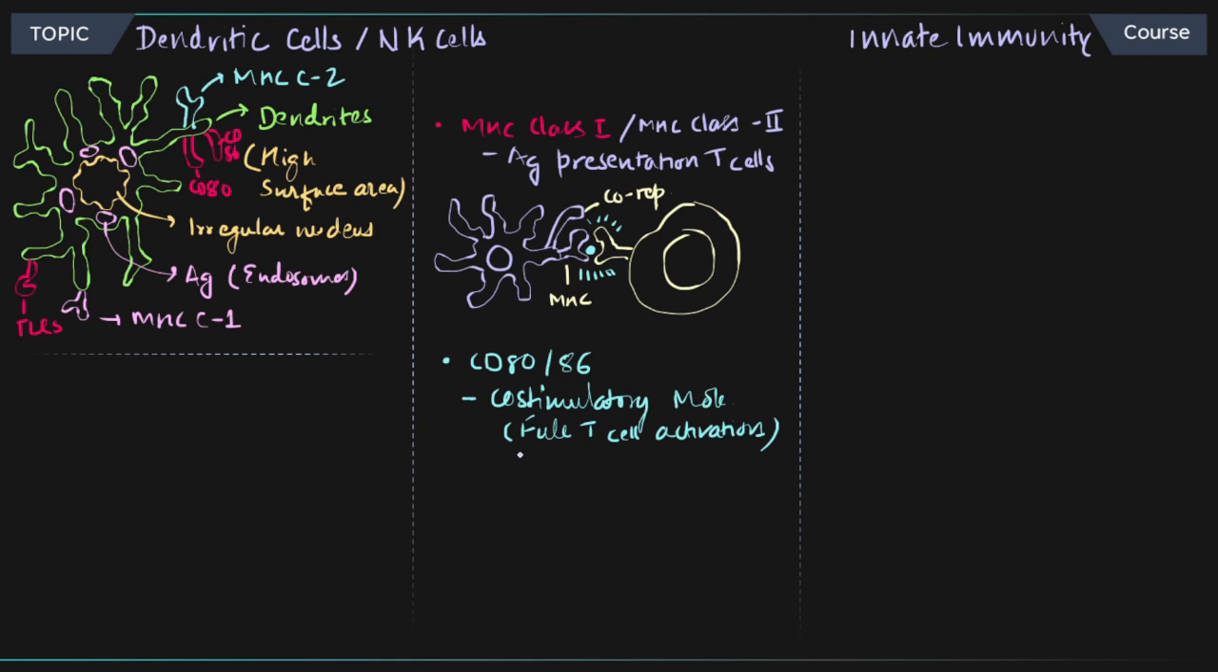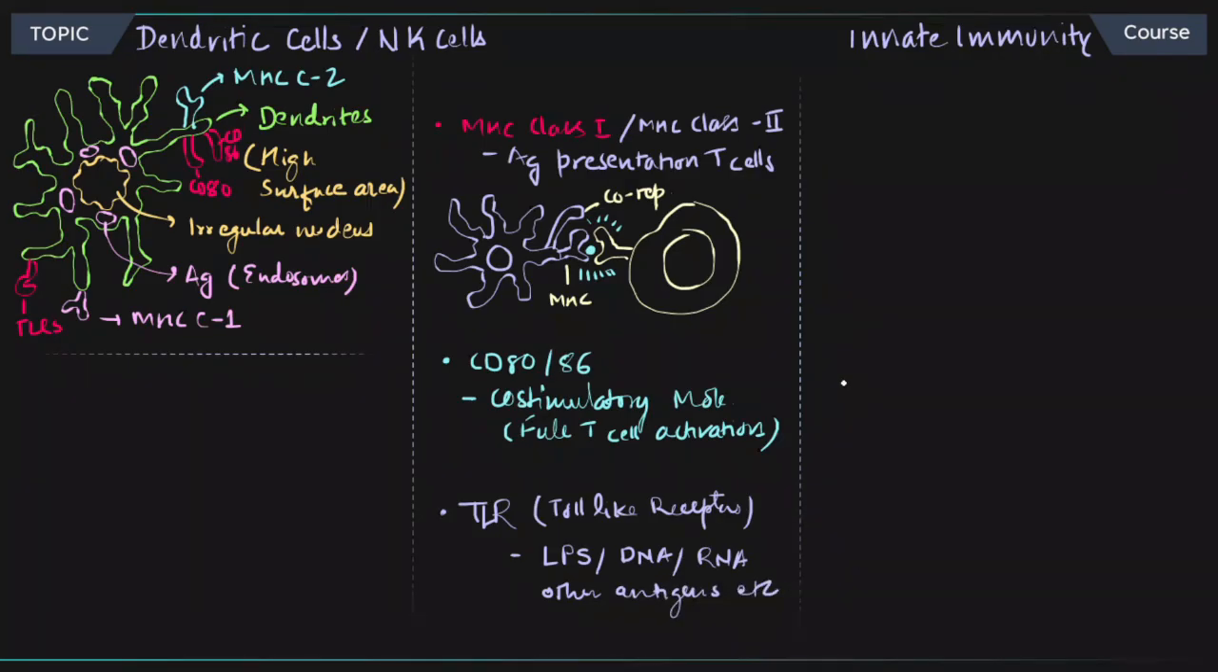Next one we have is a very important receptor on the dendritic cell, the toll-like receptor, TLR. And that's the full name, toll-like receptors. They are really important for LPS recognition, DNA recognition, RNA recognition, and they're also required for any other protein molecules or antigens that are there in the pathogens. So they are kind of gate checkers.